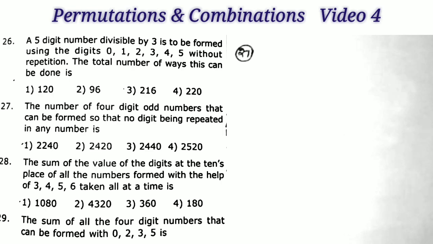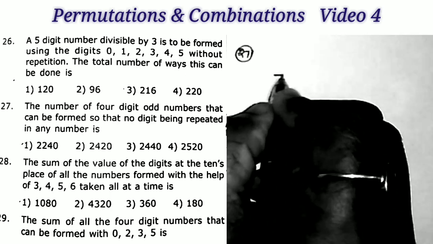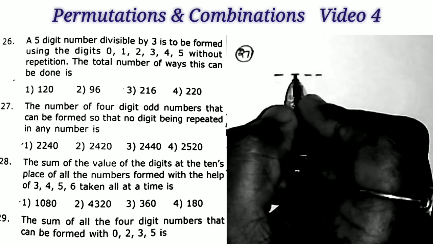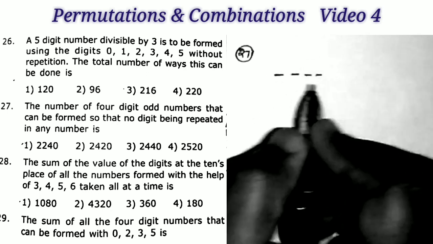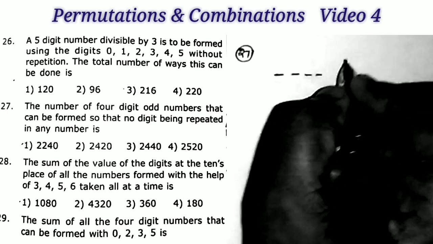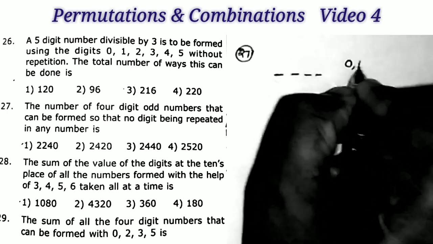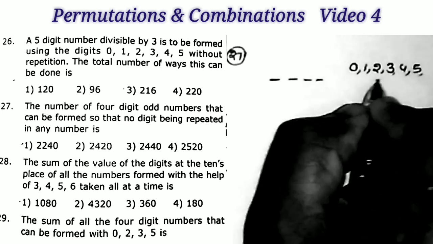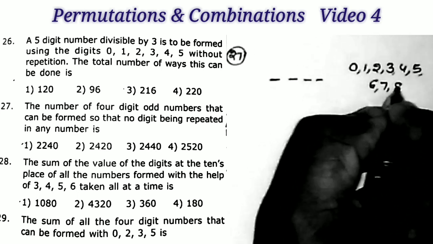Next question, sum number 27. The number of 4-digit odd numbers that can be formed so that no digit is repeated in any number. What is the given question? The number of 4-digit odd numbers. We want the 4-digit odd numbers, without repetition. So first we take the digits here. What are the digits? 0, 1, 2, 3, 4, 5, 6, 7, 8, 9. Okay, these are the digits.